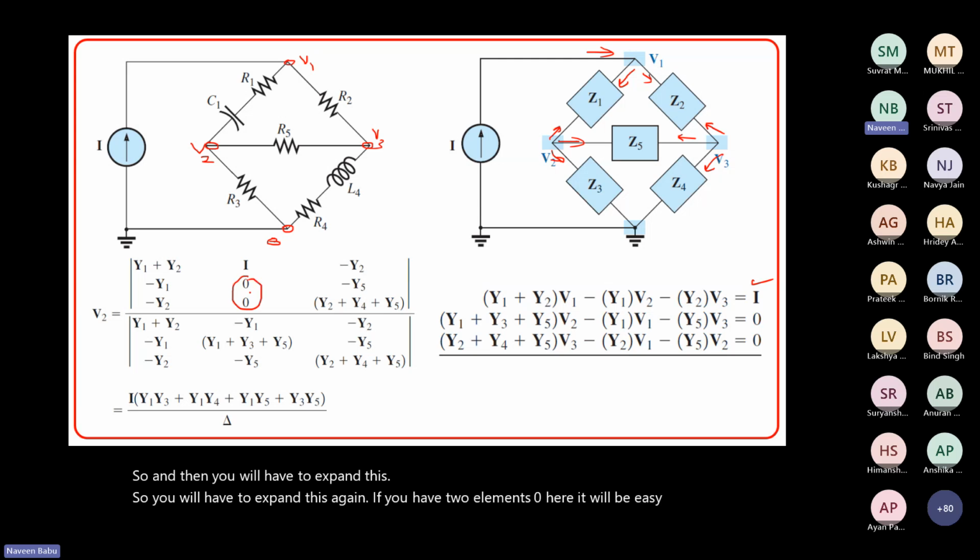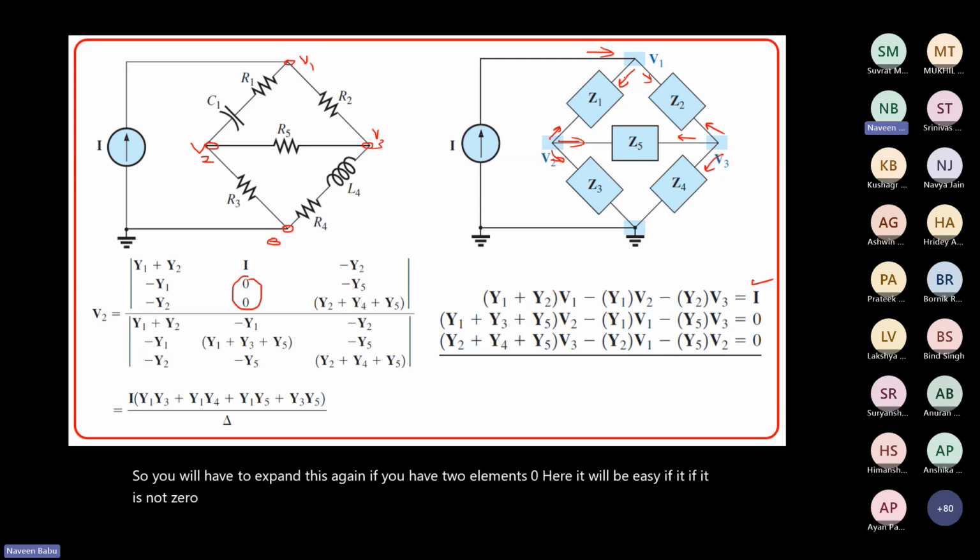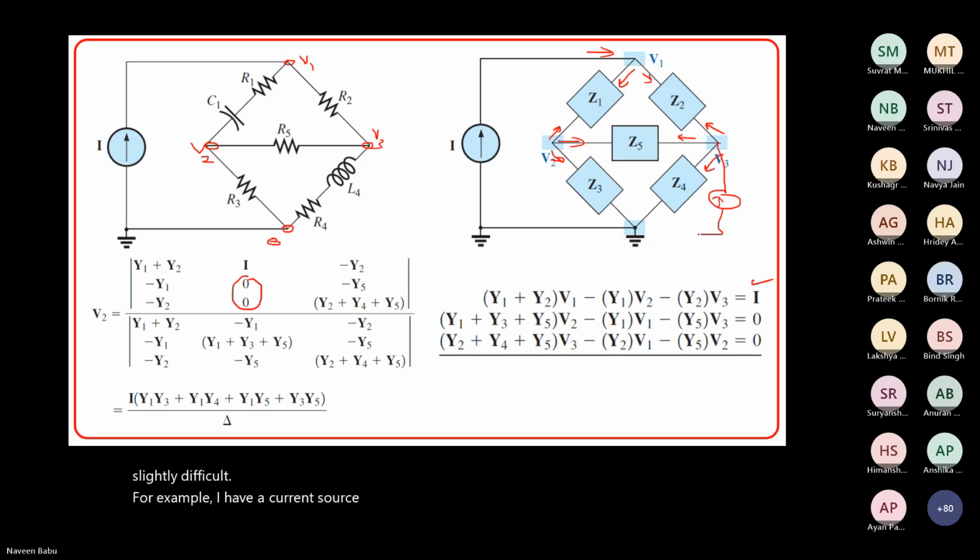If it is not 0, if you have a current source that is connected to these nodes also, then it will be slightly difficult. For example, I have a current source connected here, and I have a current source connected here. Right. So these will make things slightly difficult.